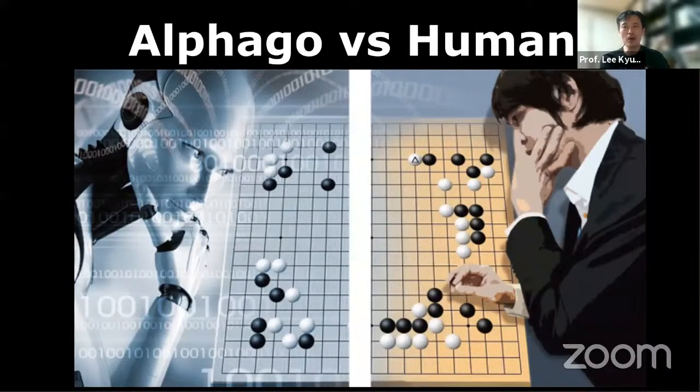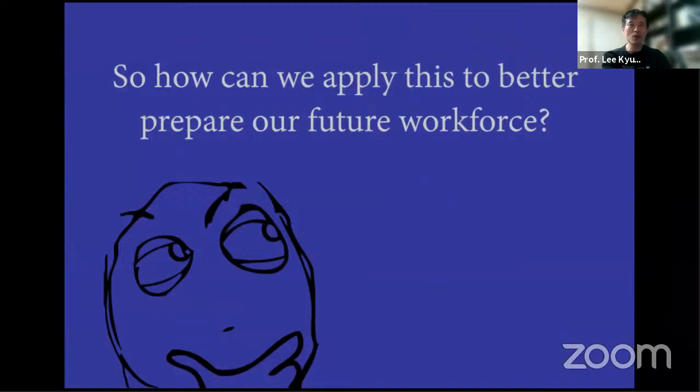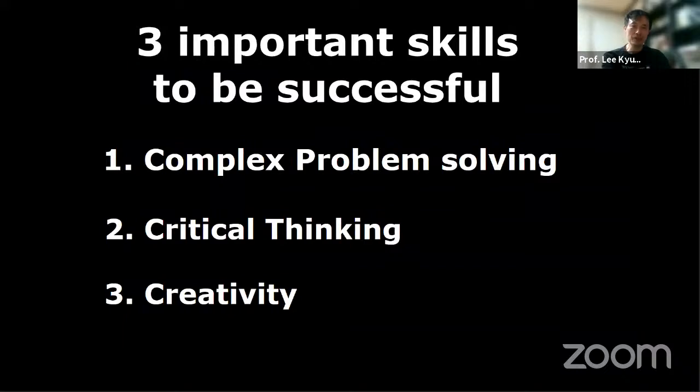When I heard AlphaGo was playing Go against a professional player, I had no doubt that the human player would win the game. But as you know, AlphaGo won against the best human player in the world. It was a big shock to me. So how can we apply this to better prepare our future workforce? Three important skills to be successful: complex problem solving, critical thinking, and creativity. In the era of the fourth industrial revolution, we have to educate students in these three important skills.